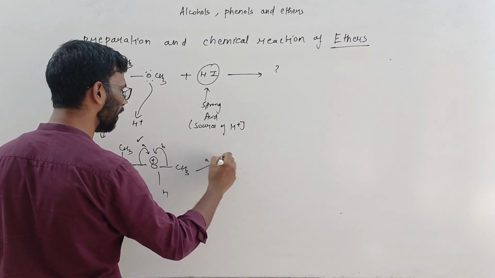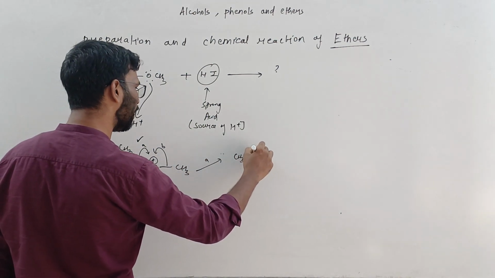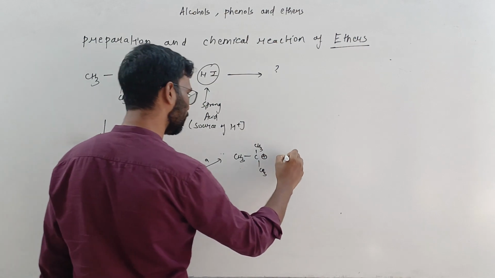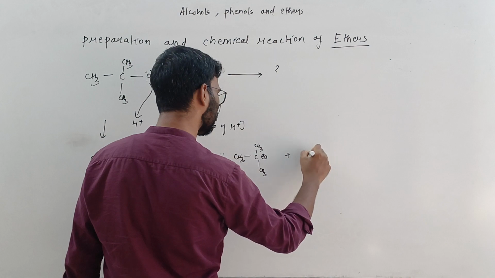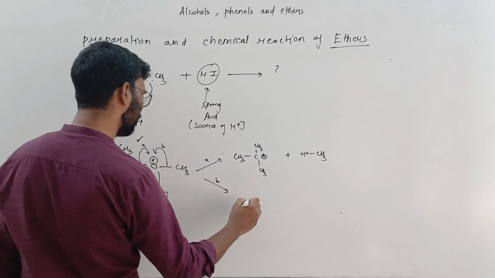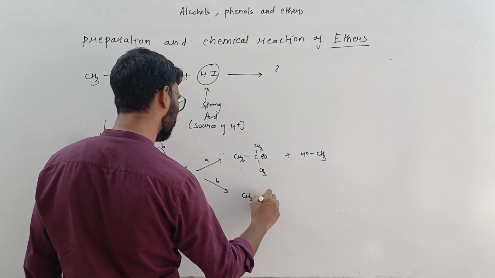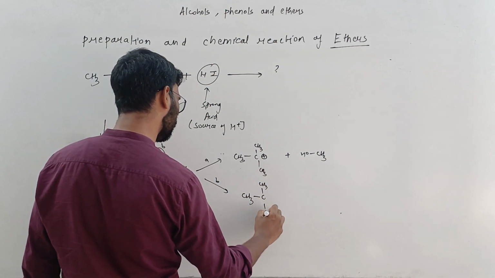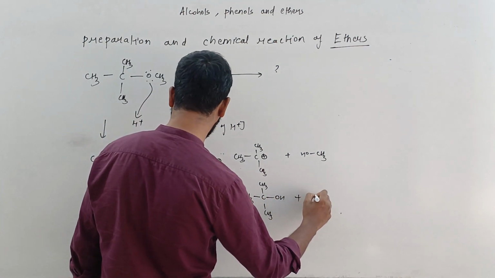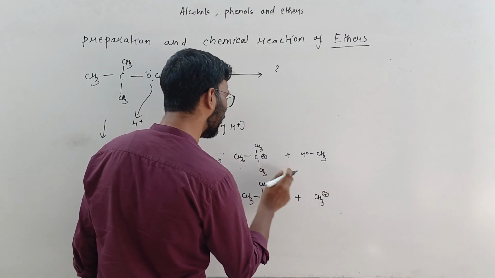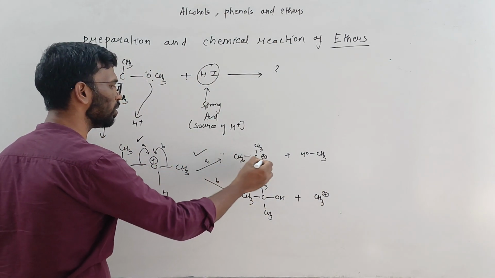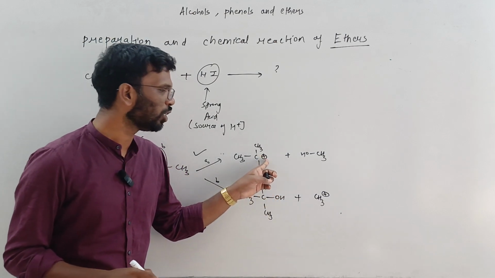If it is breaking via A, then what are you going to get? CH3 CH3 CH3 plus CH3OH. And if it is breaking via B, then what are you going to get? CH3 CH3 CH3 OH plus CH3 plus. You are getting a carbocation here and here. So this will be preferred, because your tertiary carbocation is more stable.